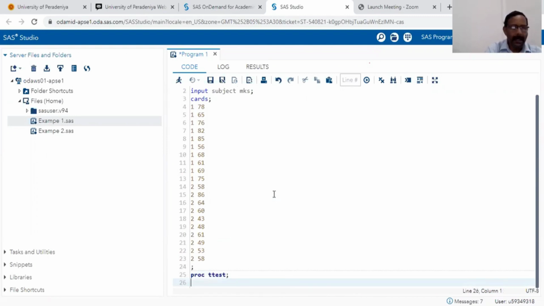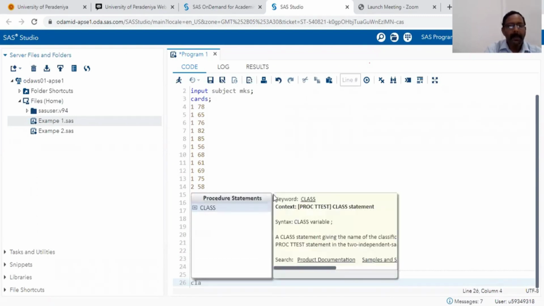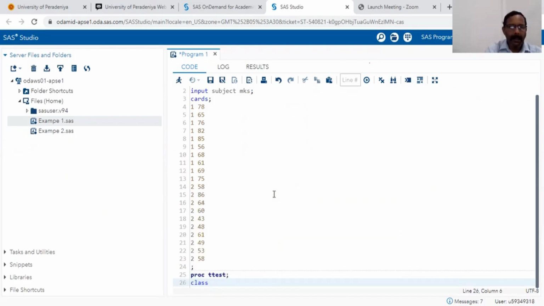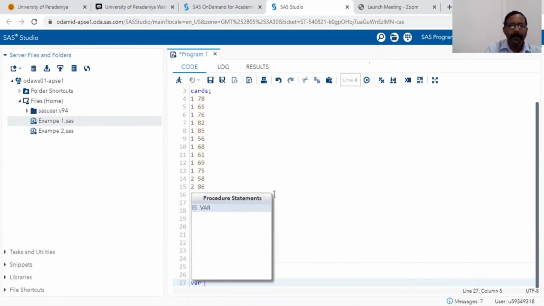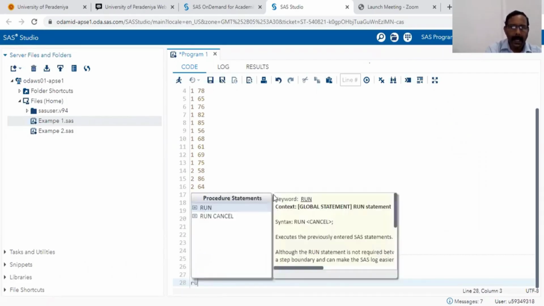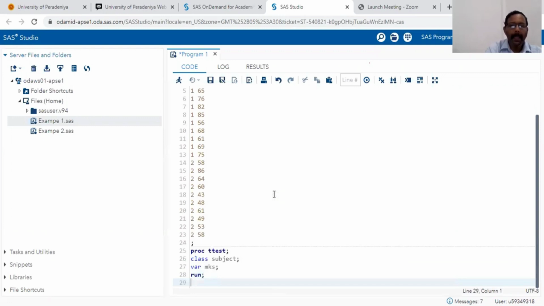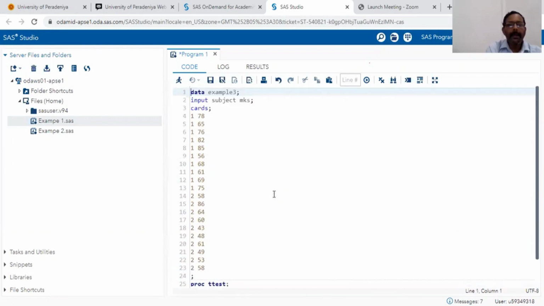Proc t-test. Class. First time I'm introducing the term, I will explain why it is a subject variable. Marks. Right? Just a second, in case.